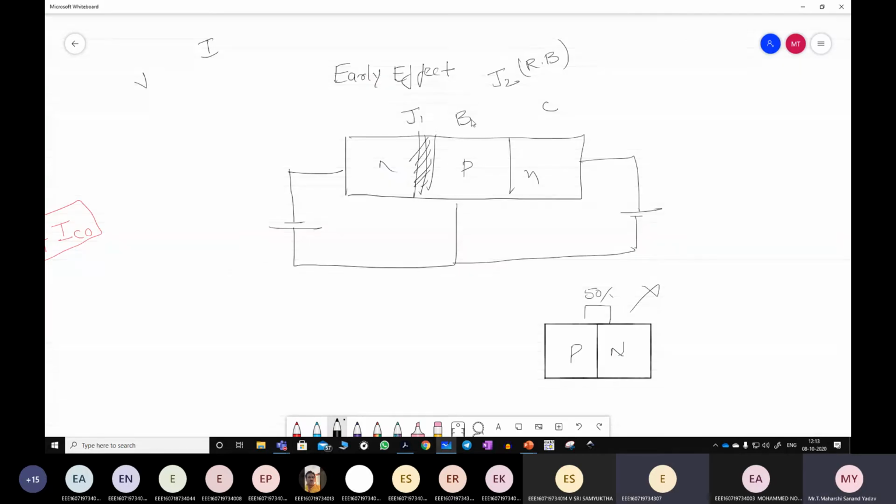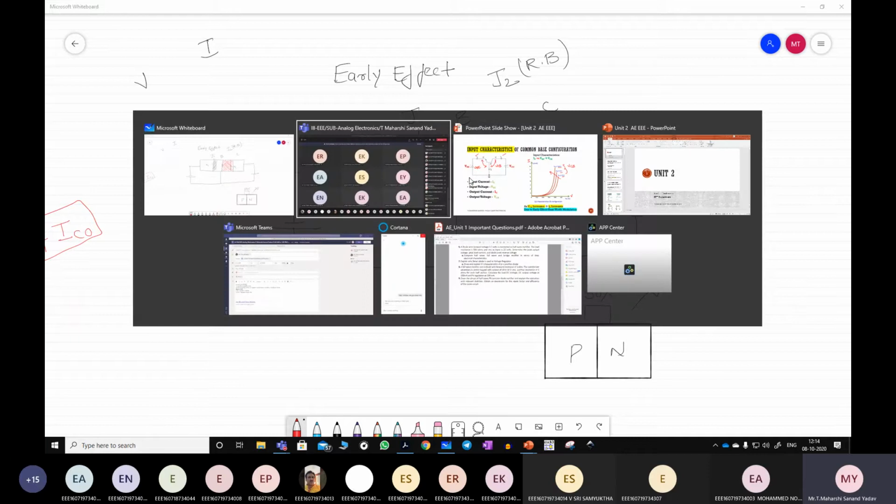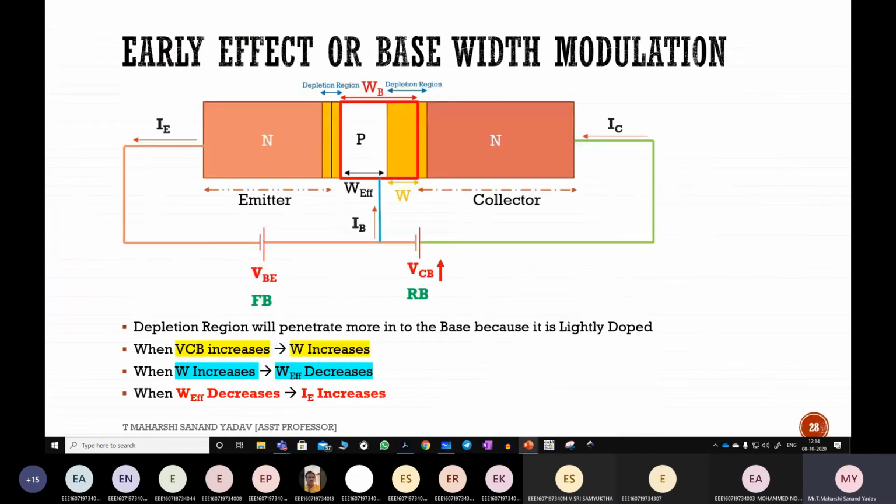They are not equally balanced. Why? Because the base is very thin and lightly doped, so the depletion region will penetrate more into the base. So the diagram will look something like this. It will penetrate more into the base compared to the collector, because it is lightly doped. So the major part of the depletion region will enter into the base. Clear? So let us see this diagram, which is called the early effect.